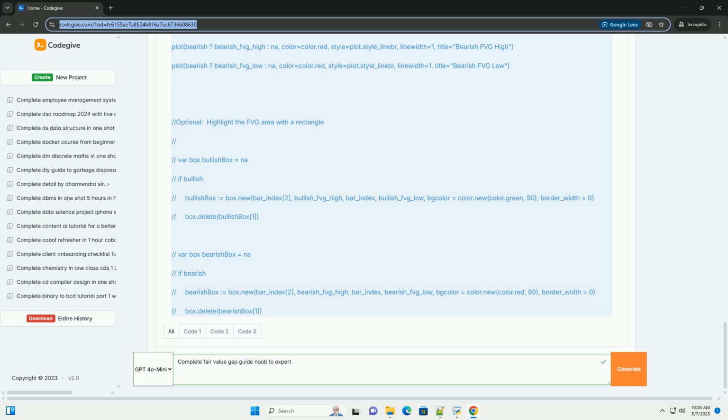3. Check for gaps. After a strong impulsive move, look at the 3 candle sequence. Does the low of the first candle exceed the high of the third in a bullish setup? Or does the high of the first candle fall below the low of the third in a bearish setup? If so, you have a potential FVG. 4. Mark the FVG. Draw a rectangle, or use a drawing tool, to highlight the gap between the low of the first candle and the high of the third, bullish, or the high of the first candle and the low of the third, bearish.